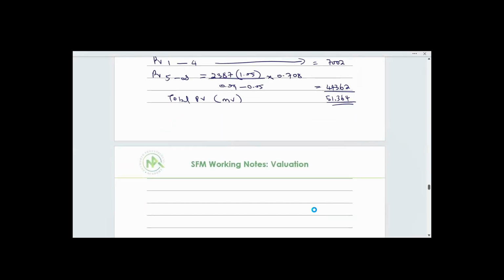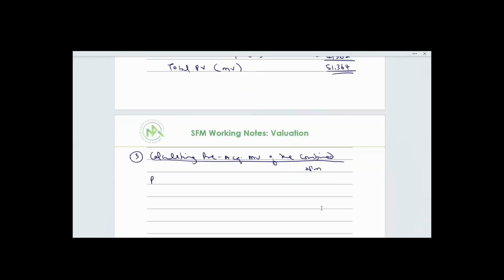So the next thing I need to do now is to calculate the pre-acquisition market value of the combined companies. So all I need to do is to just add together the market value of both companies before the combination. So the pre-acquisition market value of Panto plus the pre-acquisition market value of Julian.